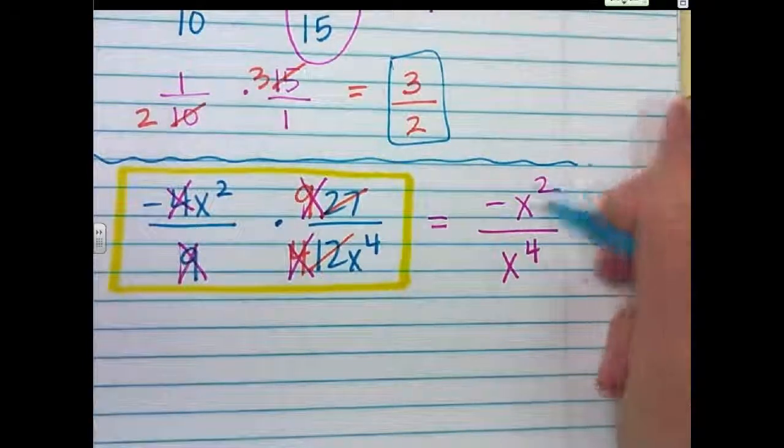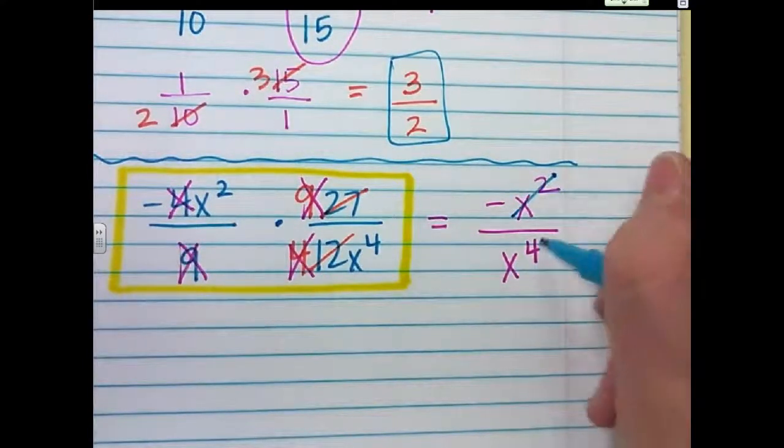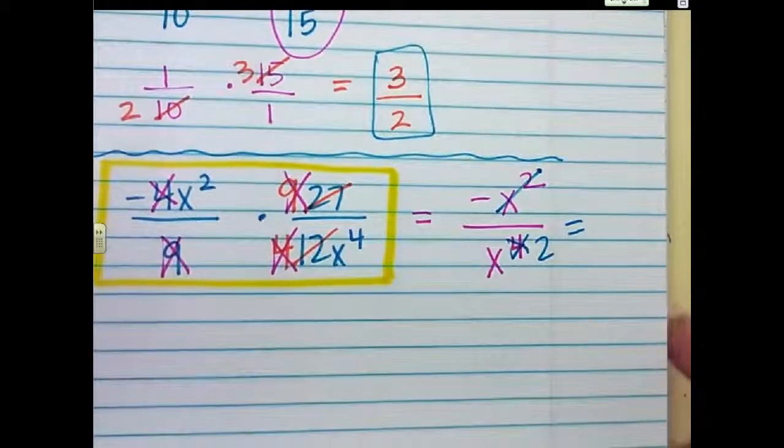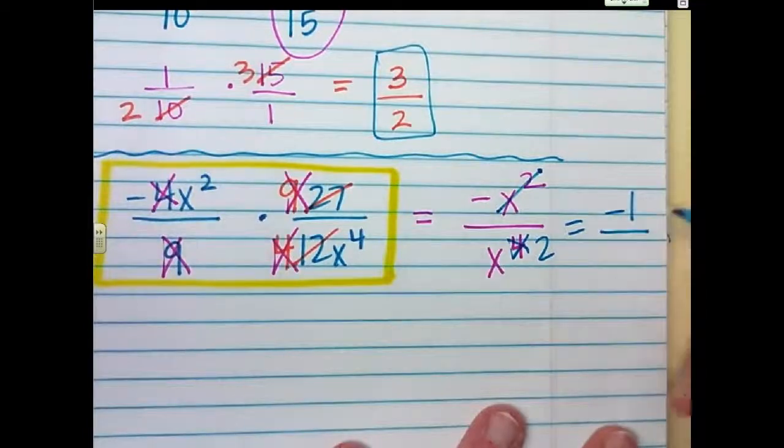Subtract the exponent. So if I have 2 on top, how many is left on bottom? 2. So what's left on top? Negative 1 over x squared.